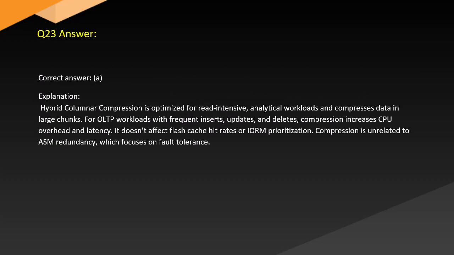Answer. Correct answer: A. Explanation. Hybrid columnar compression is optimized for read-intensive analytical workloads and compresses data in large chunks. For OLTP workloads with frequent inserts, updates, and deletes, compression increases CPU overhead and latency. It doesn't affect flash cache hit rates or IORM prioritization. Compression is unrelated to ASM redundancy, which focuses on fault tolerance.